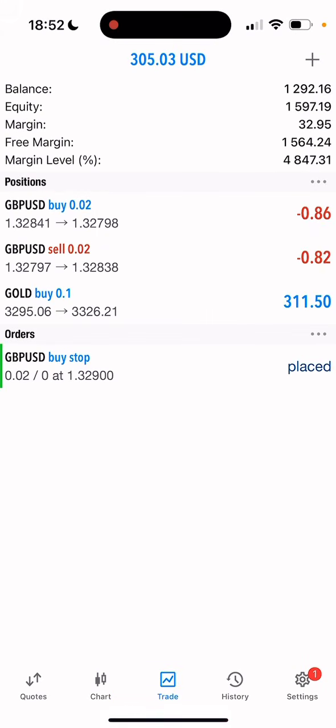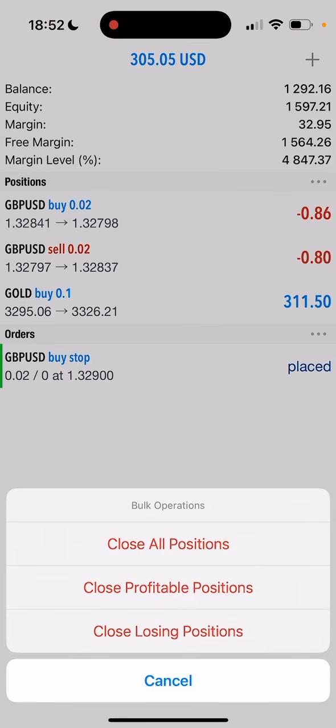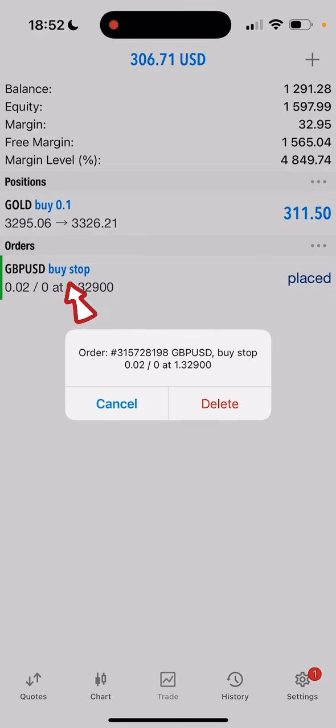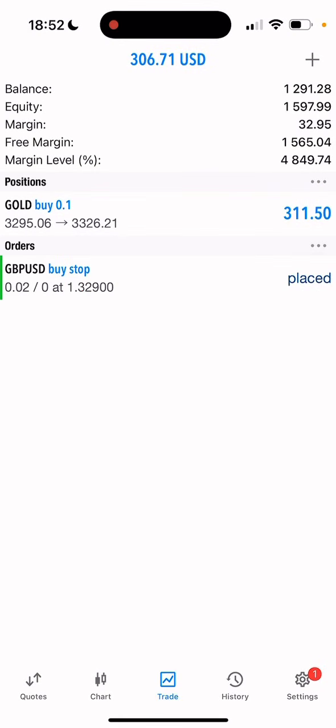So now let me show you how to do a bulk operation. Tap on these three dots. You see this, close all positions. I just close all positions. Then let's say I want to delete this. Tap on delete. But yeah, I'm not deleting it yet. It's something I want to show you. I want to explain to you what you see here.